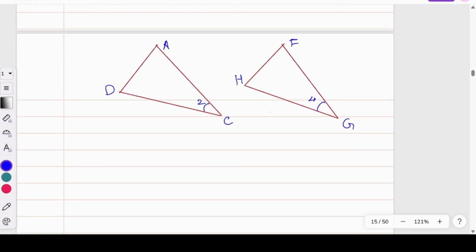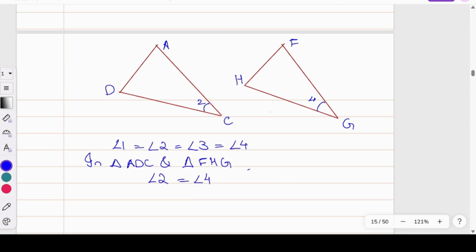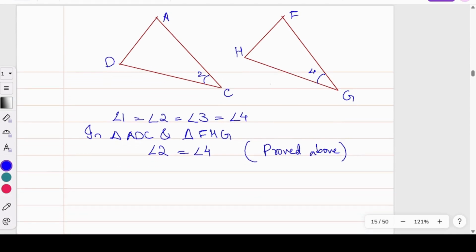Like we have already proved that angle 1 equal to angle 2 equal to angle 3 equal to angle 4. Therefore, in triangle ADC and triangle FHG, angle 2 equal to angle 4. That is proved above. Okay. In the starting of the question itself, we have proved that one. Now next, what we can write? This angle equal to this angle.